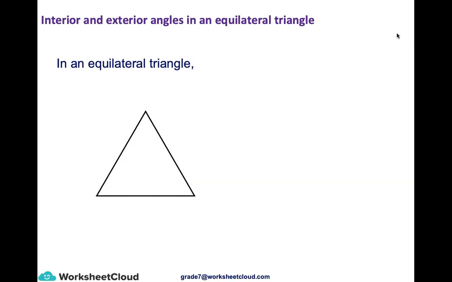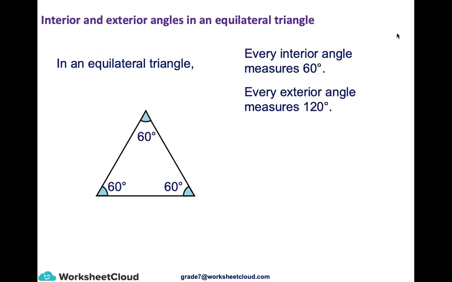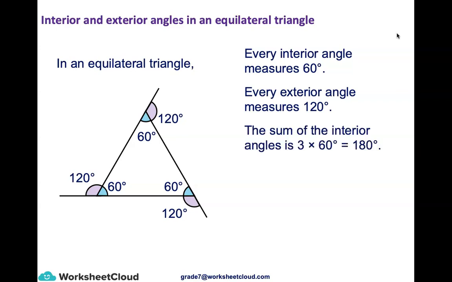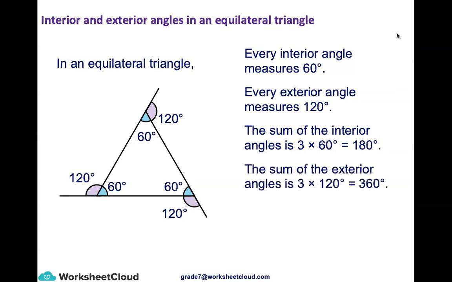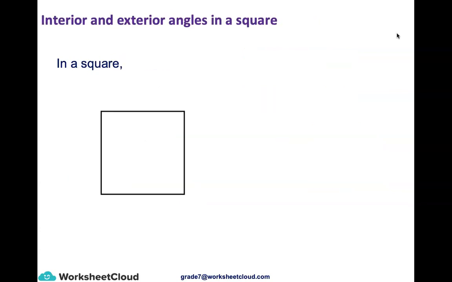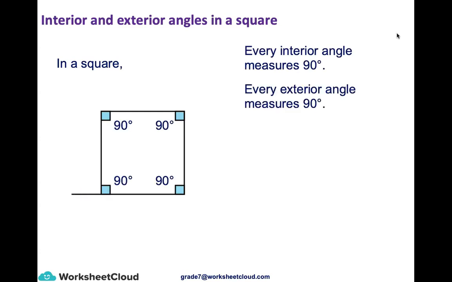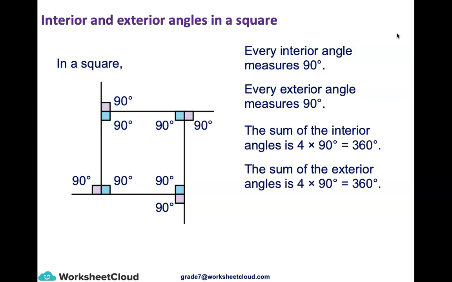Okay, and then just some interior and exterior angles. In an equilateral triangle, we know the interior angles are 60. If we extend the lines, we can then see that the exterior angles are 120. If you add all the interior angles together, you get 180. If you add the exterior angles together, you get 360. So if I squash that triangle, I will get angles around a point equaling 360 degrees. It's a square. All the interior angles measure 90. So all the exterior angles measure 90, and again, the sum of the exterior angles is 360, same as the equilateral triangle. And again, if I squash that square, I should have angles around a point equaling 360 degrees.